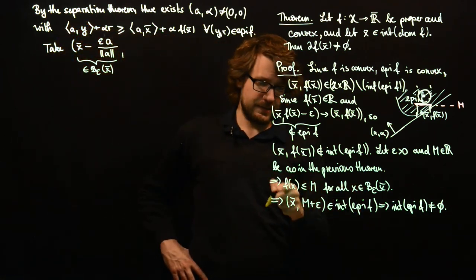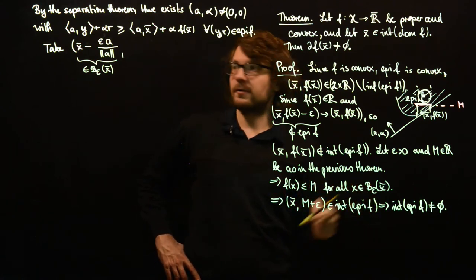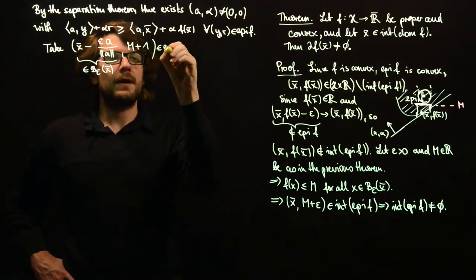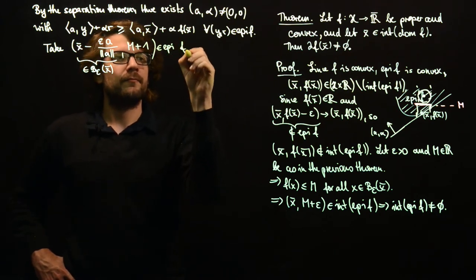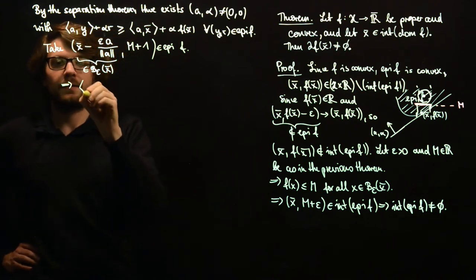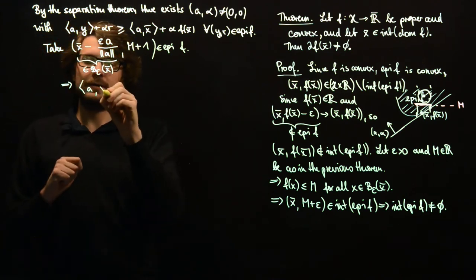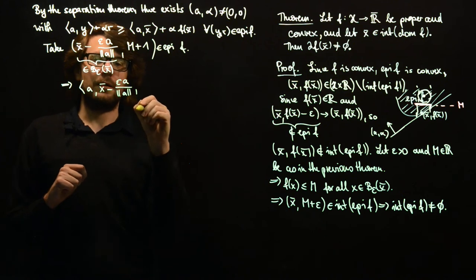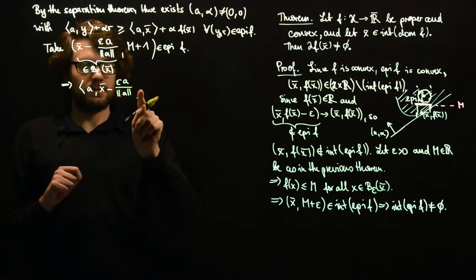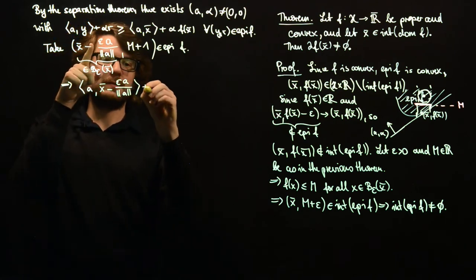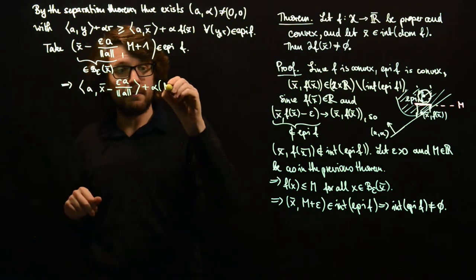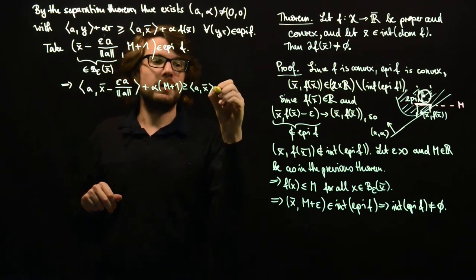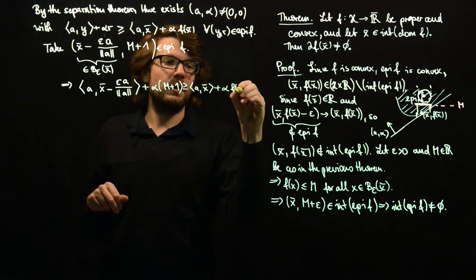And then f of x is less or equal than m for all of these points. So we can take, for example, m plus 1. This is in the epigraph of f. So this means that a in the inner product with this point, x bar minus epsilon a over norm of a, plus alpha, now you have m plus 1 is greater or equal than a x bar plus alpha f of x bar.